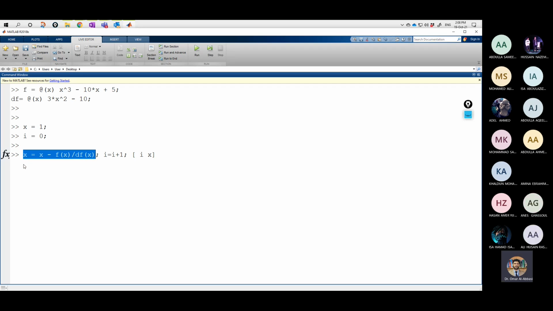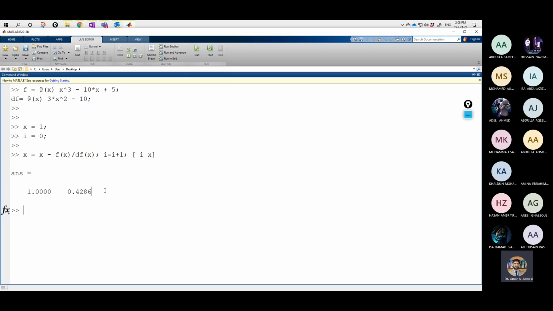I advance the solution, the second solution at the next point. What else did I do as well? I advance the iterator. Okay, and then I printed on the screen the iteration number and the solution. Okay, so let's do that. So at the first iteration, that was the solution.